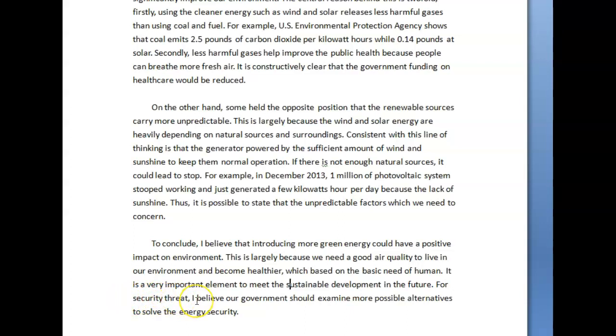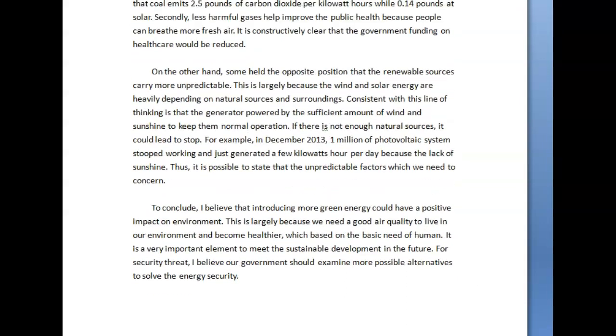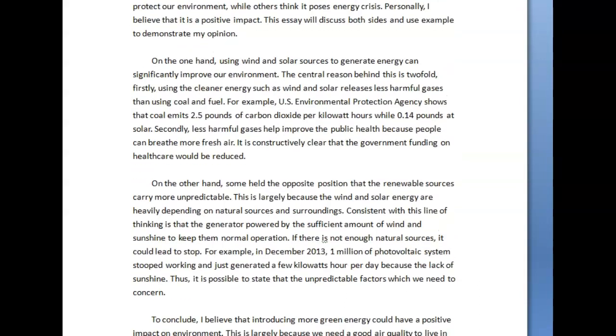Okay. I believe our government should examine possible alternatives to solve the energy security. Okay, fine. So as you can see here, my comments really focused on grammar and vocabulary. These are the things I want you to work on. I need you to revise some of these issues. I mentioned some grammatical terms, things that you're doing incorrectly. So I'd really like you to revise them on your own and work towards improving this.